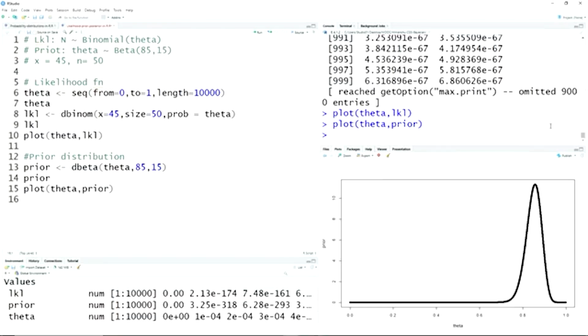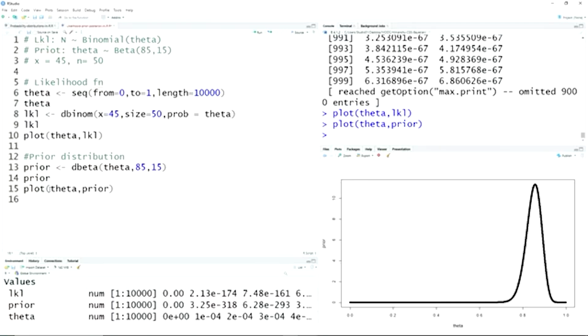See, this one peaks at 0.85, the other one peaks at around 0.9. Okay, so they contain different information. Your prior assumption about this parameter is different, and your data is telling you something different. So the likelihood function contains the information which data tells you. Okay, so this is everything that data tells you. The prior distribution is your prior information before seeing any data. This is something that you already know before seeing the data.